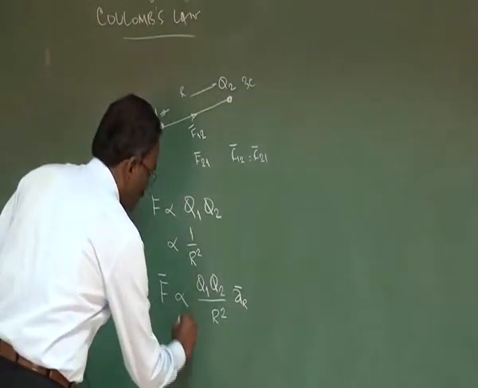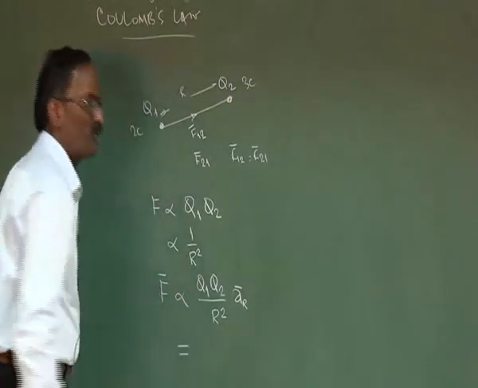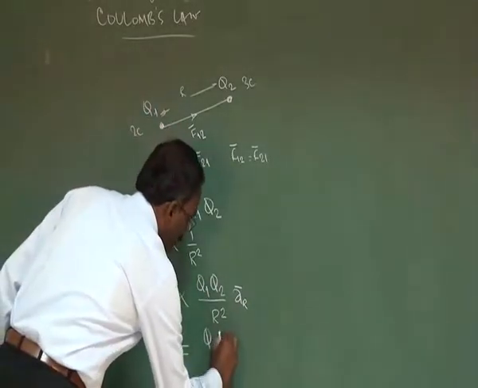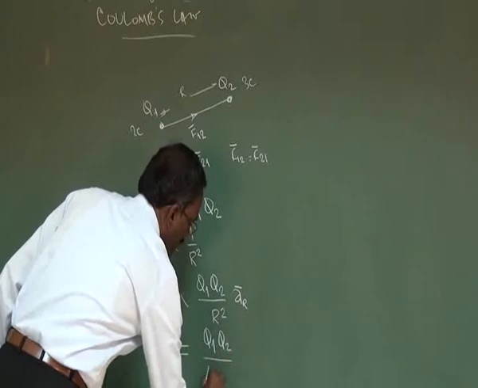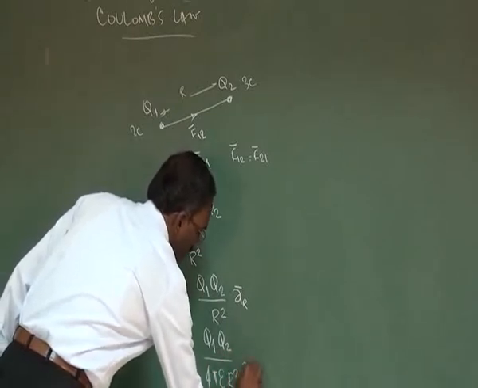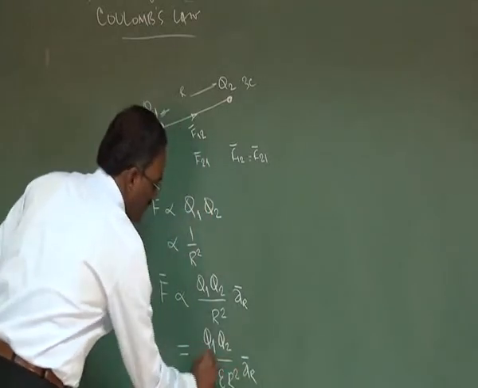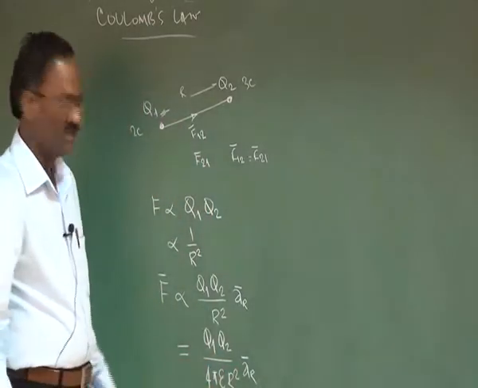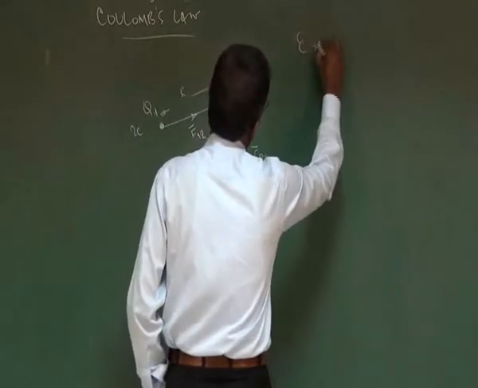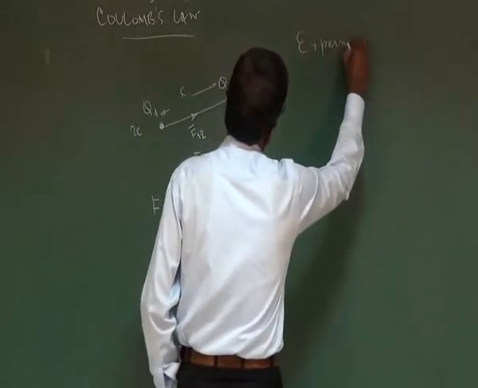If we want to write this proportionality symbol using is equal to, I will write Q1 Q2 divided by 4 pi epsilon R square AR bar. This constant is 4 pi epsilon. Epsilon is the permittivity of the medium I am using.